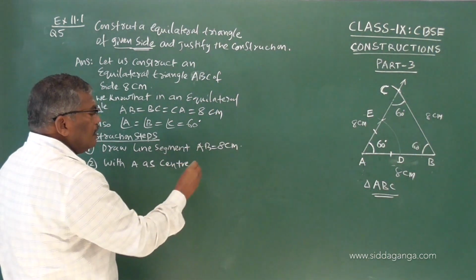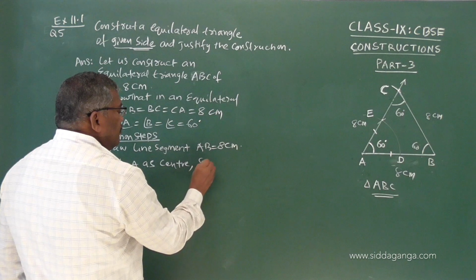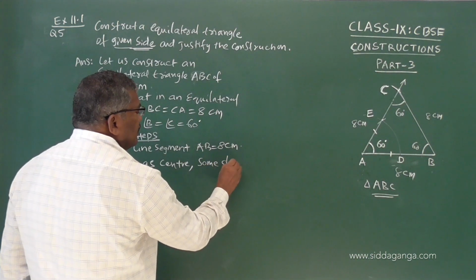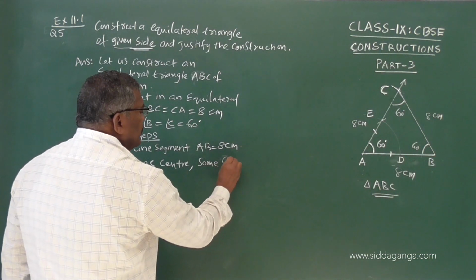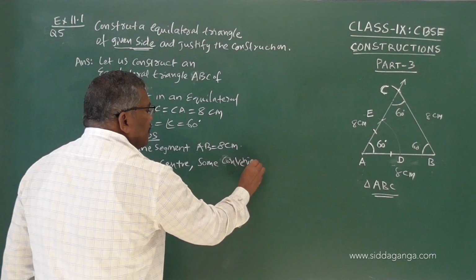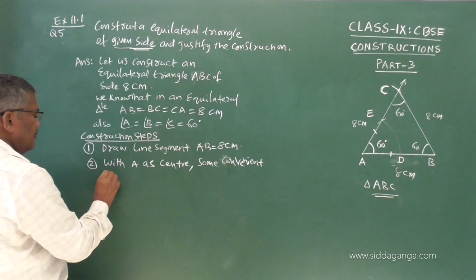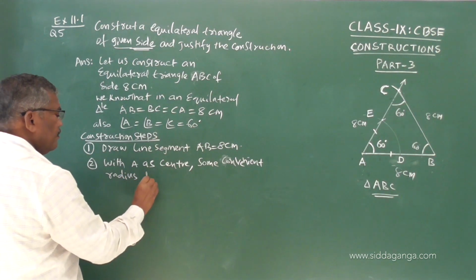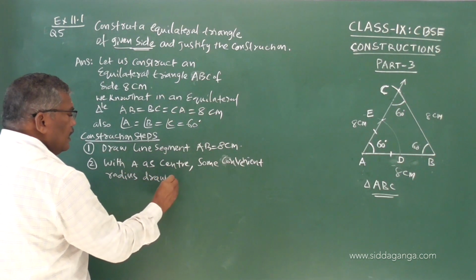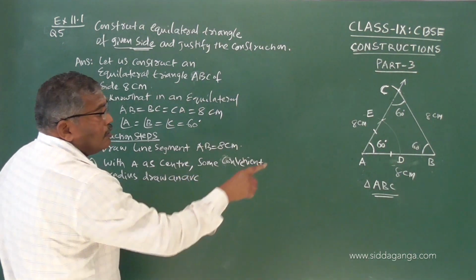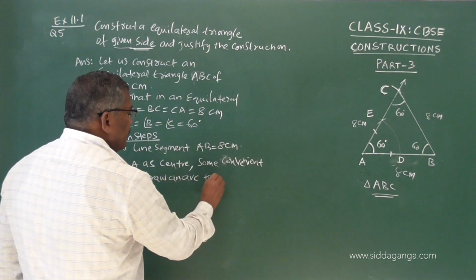With A as center, some convenient radius, draw an arc to cut AB at D.